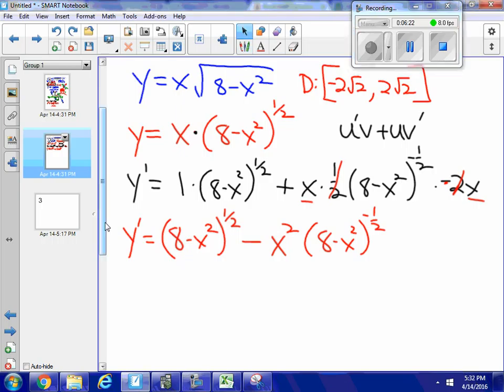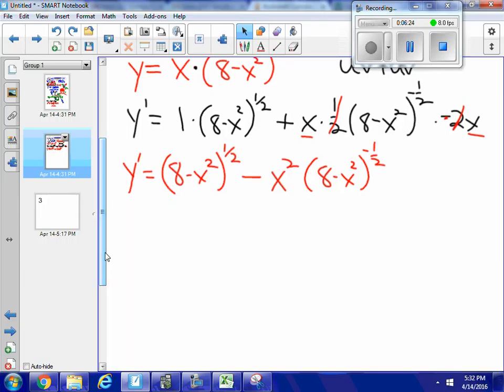Now, one of the things I've kind of stumbled across in doing a number of these problems is that if I have, especially when I'm using the product or quotient rule, if I can factor out something that has a negative exponent, it makes my life a lot easier, and I'll show you why.